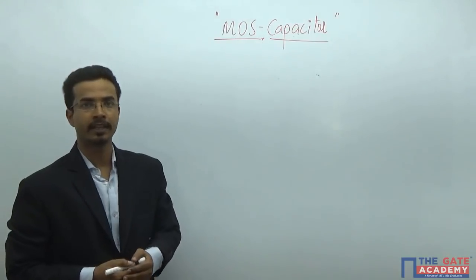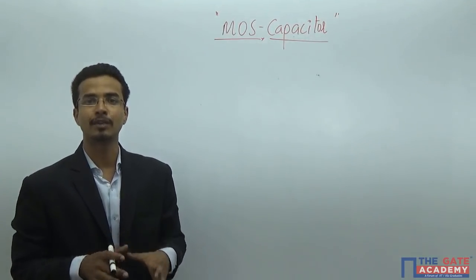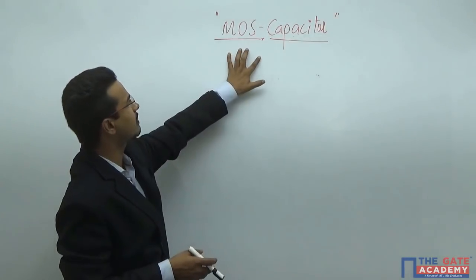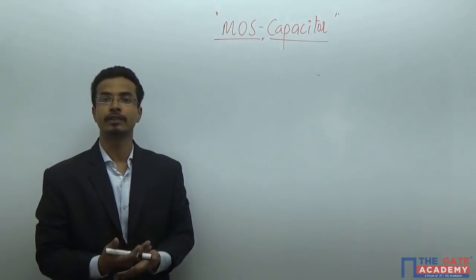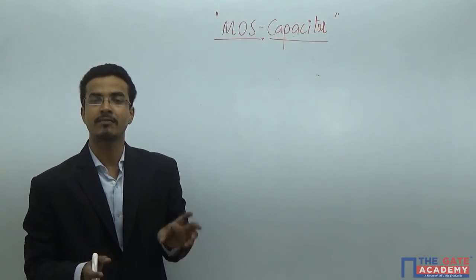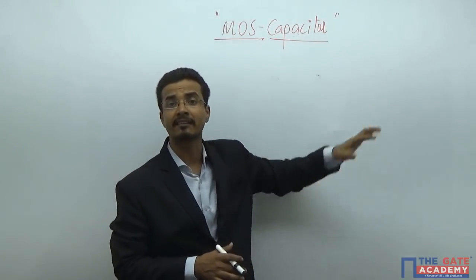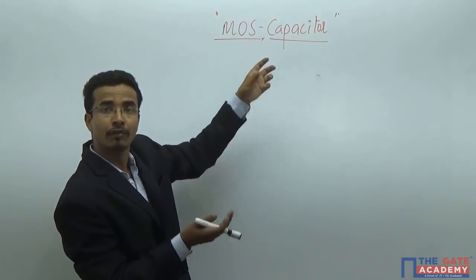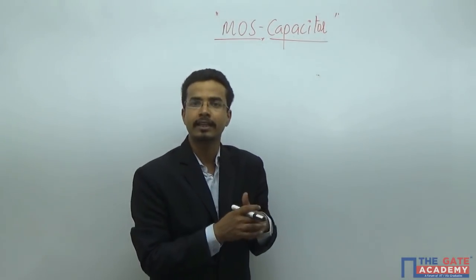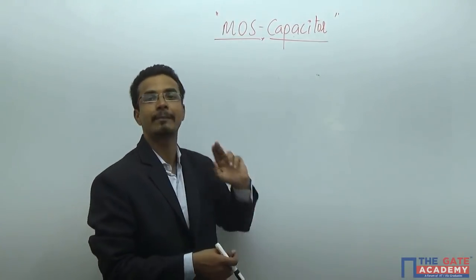We will discuss here today the MOS capacitor, which is a very important topic from electronic devices, and it is a basic component to build the MOSFET. That means the MOSFET is just a four-terminal device which is an extension of the MOS capacitor. If you introduce something in the MOS capacitor, you will get the MOSFET, or in the MOSFET if you short circuit the drain and source, you will get the MOS capacitor again.